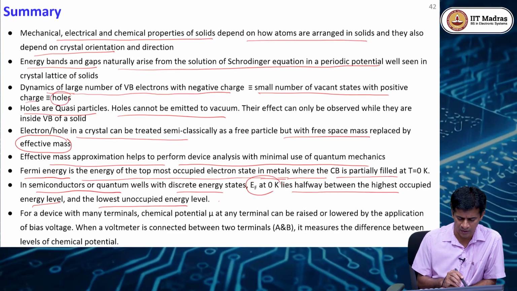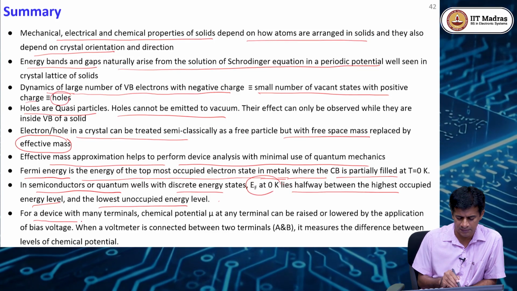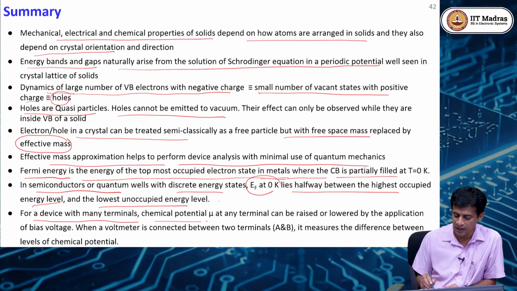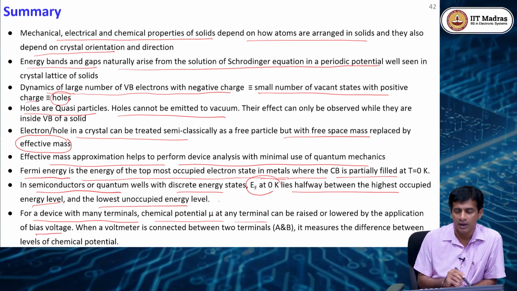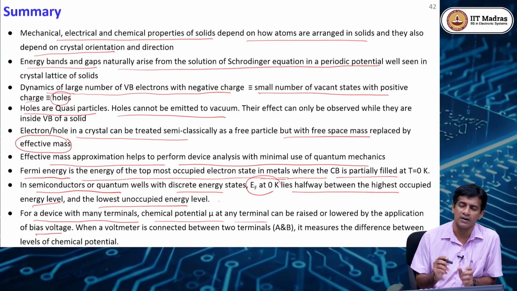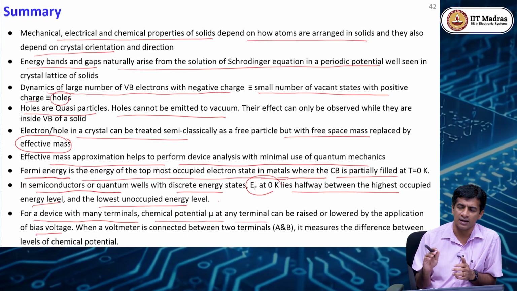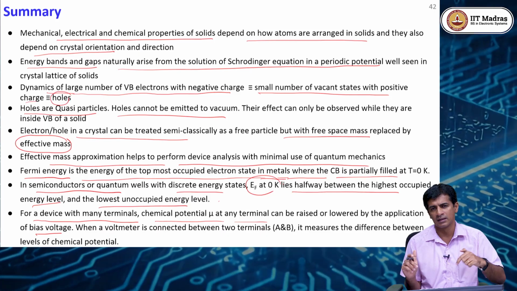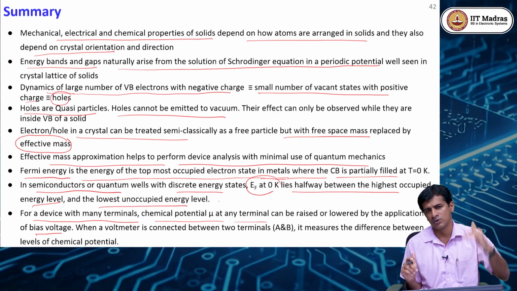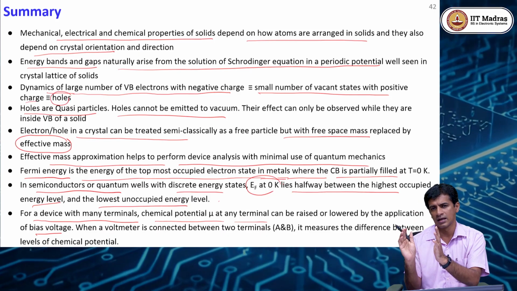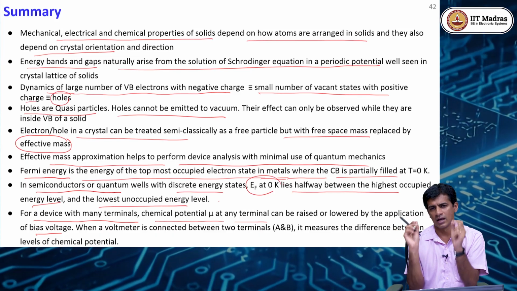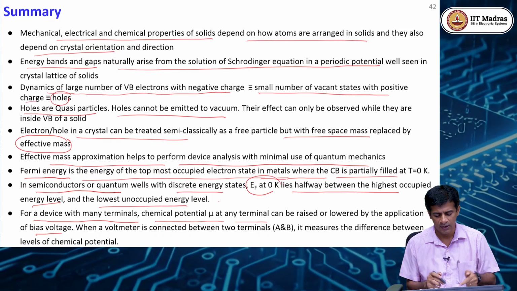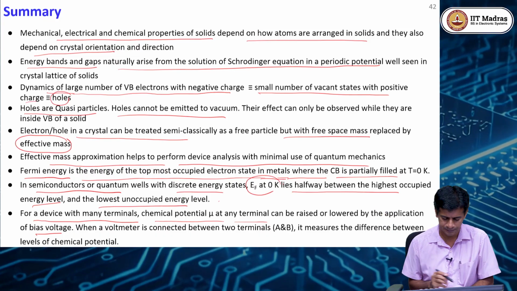Another important concept is that for a device with many terminals, the chemical potential can be raised or lowered by the application of bias. This is very important. This is essentially what happens when we draw the energy band diagram of a semiconductor device and start applying voltage. So you need to remember this concept. Suppose you draw the energy band diagram at equilibrium and you are asked to draw the energy band diagram under a bias, or for example when current is flowing. Then this is a very important concept.